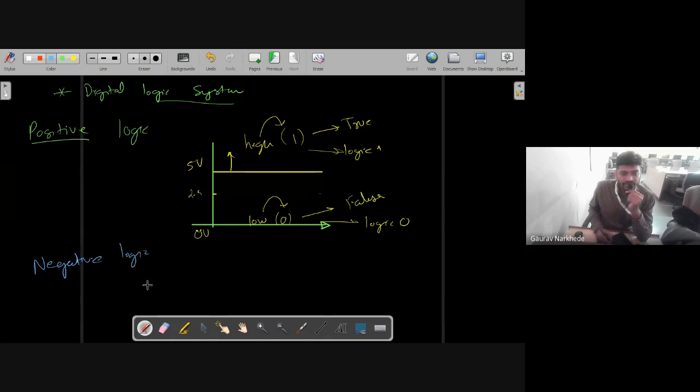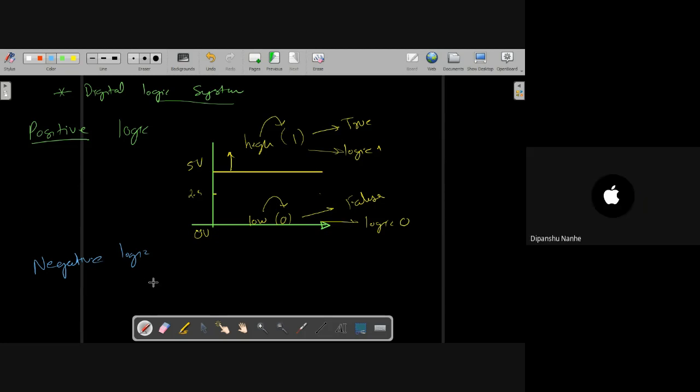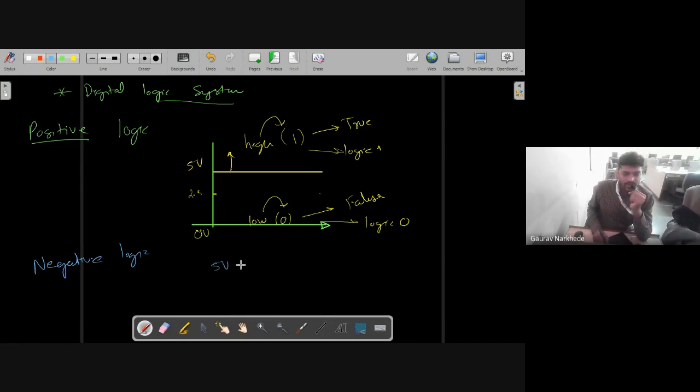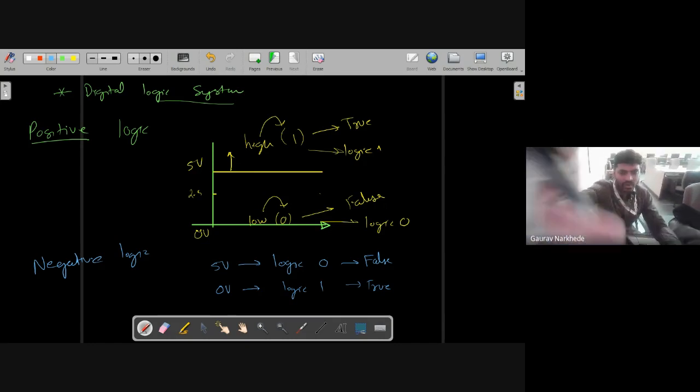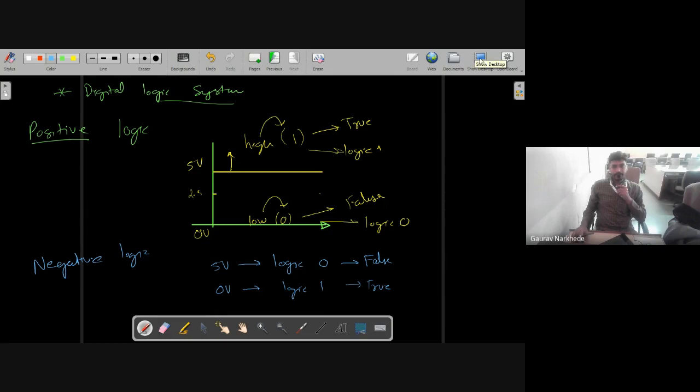What is negative logic system? In negative y-axis, sir. So -5, yes. In negative logic system, the 5 volts will be considered as logic 0, and whenever 0 volt is there, it will be considered as logic 1. Means this will be considered false and this true. There will be no negative axis; we just treat high voltages as logic 0 and low voltages as logic 1. So this is the digital logic system. Any problems in this? No, sir.